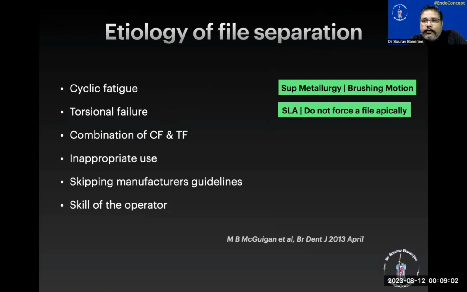The best way to avoid torsional failure is creating a straight line axis. As you go down, you should see that the file is engaging only a particular portion or zone of the canal, not the entire length of the canal. If the file engages the entire length of the canal, the chances of torsional failure increase a lot.